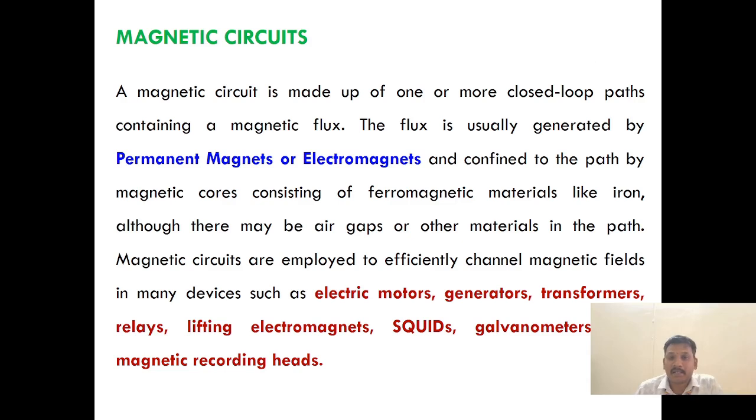Magnetic circuits are made up of one or more closed loop paths. This flux is usually generated by permanent magnets or electromagnets. As we discussed in the earlier slides, there are two magnets, permanent magnets and electromagnets, which are used to perform tasks in electrical machines. Ferromagnetic materials are used to make the magnetic circuits and magnetic paths in order to provide a low reluctance path for the magnetic flux lines.